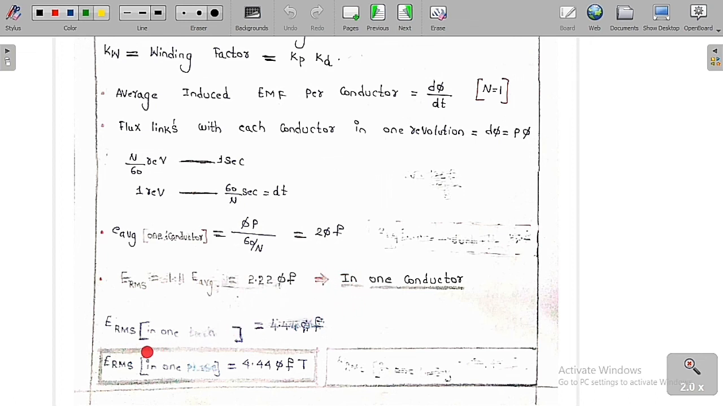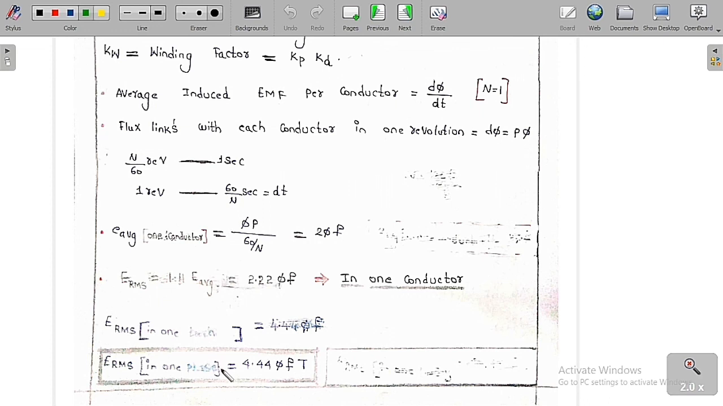If I want to find it for one turn, in one turn there will be two conductors, so we multiply by 2 again, and then we get 4.44 into Φf. So this is the RMS value of the EMF induced in one turn.